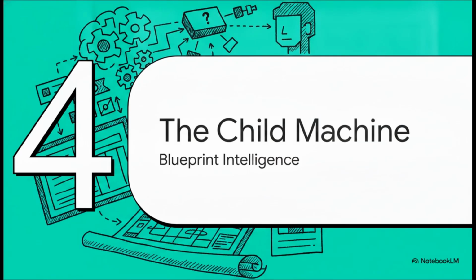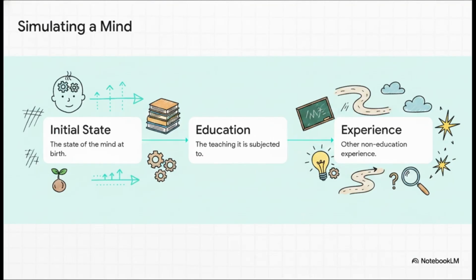All right, part 4, the child machine, the blueprint for intelligence. This right here is Turing's ultimate revolutionary proposal for how to actually build this universal thinking machine. Turing argued that trying to write a program that simulates a fully formed, highly educated adult mind is completely backwards. Instead, he outlined a brilliant 3-step blueprint.